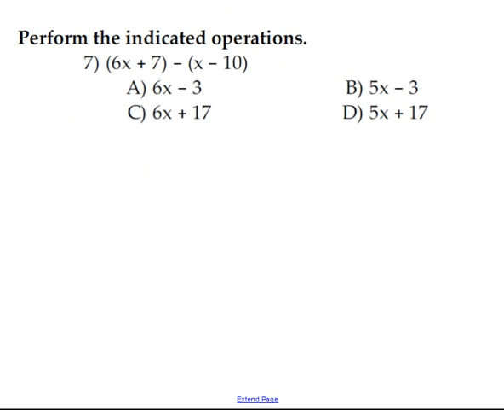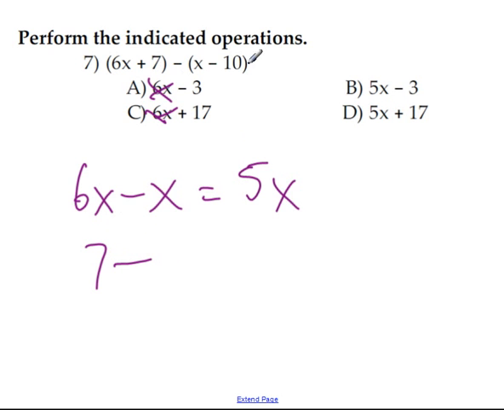Alright, moving on, number 7. A couple different ways we can do this. I'm going to think about 6x. I'm going to write my minus sign, then write its like term, which is the x. That's going to give me 5x, so I know wrong and wrong. Next up, 7, write my minus sign, then write what's in here, minus 10.